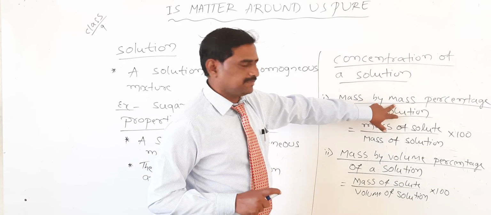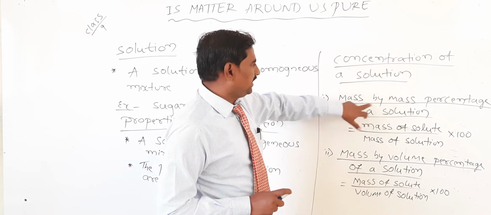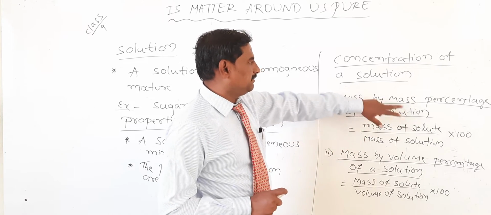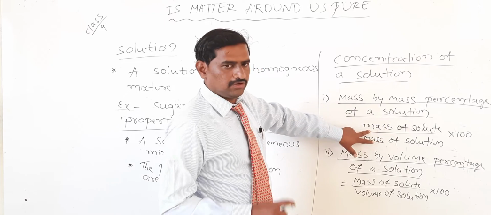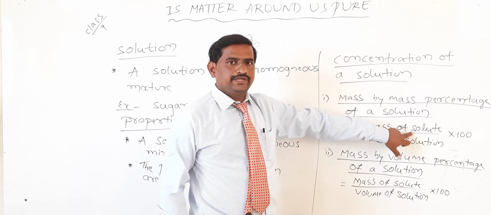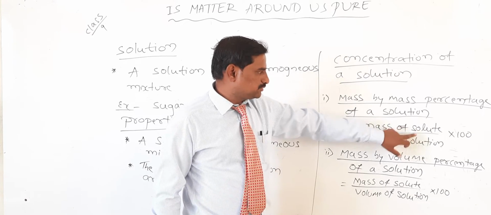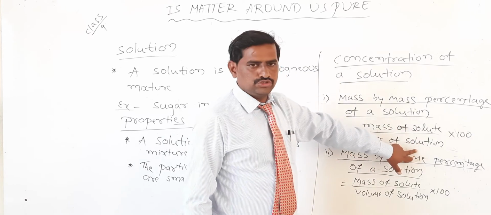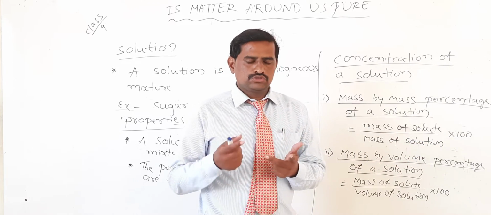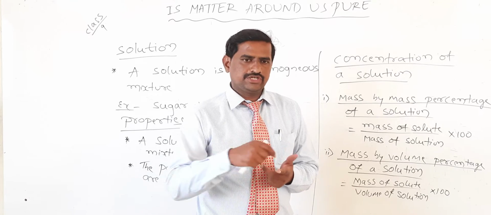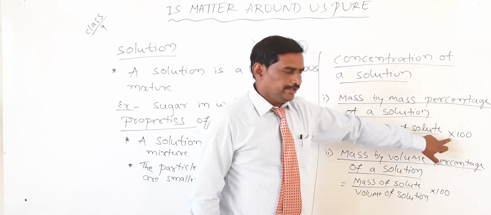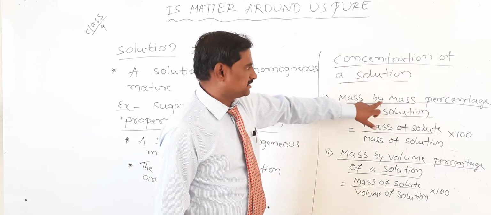There is mass by mass percentage. So how can we calculate the mass by mass percentage of the solution? There is one formula: mass of solute. Already you know the definition of solute, which gets dissolved. Mass of solute divided by mass of the solution. Solution is nothing but the mixture after adding the solute to the solvent. The mass of solute divided by mass of solution into 100 is the mass by mass percentage of the solution.